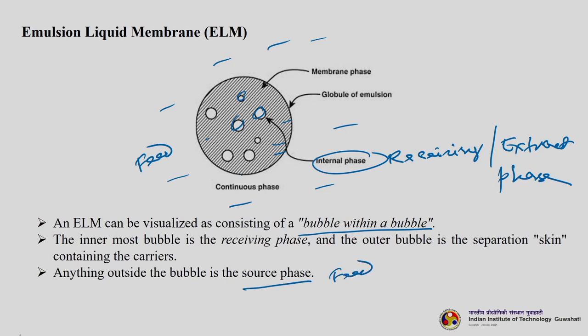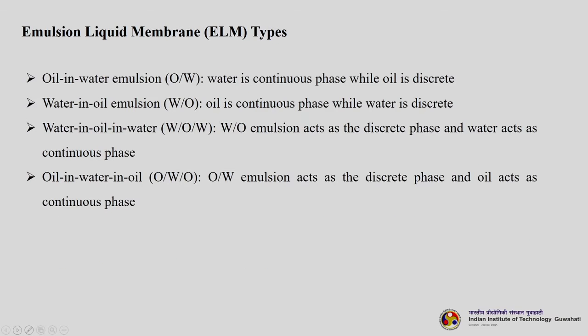Now, there are different types of ELMs, usually 3 or 4 distinct types. The first one is oil in water emulsion. Here, water is the continuous phase while the oil is the discrete phase. Then the second is water in oil emulsion. Here, oil is the continuous phase and the water is the discrete phase. Then the third one is water in oil in water. Here, the water and oil emulsion acts as the discrete phase and water acts as the continuous phase. Another is the reverse of this, oil in water in oil. Here, the oil and water emulsion acts as the discrete phase and oil acts as the continuous phase.